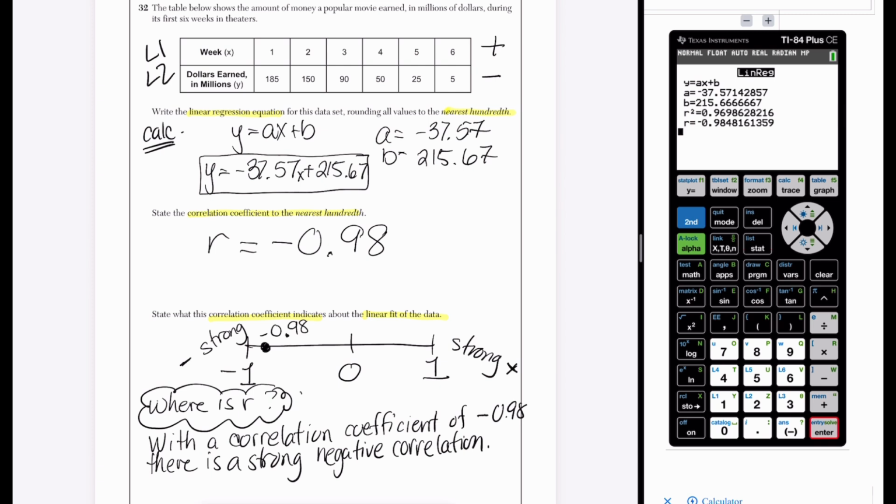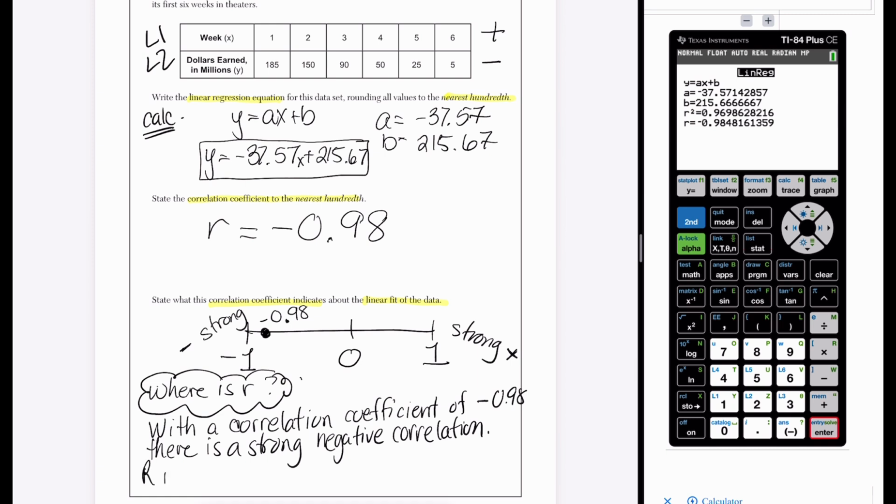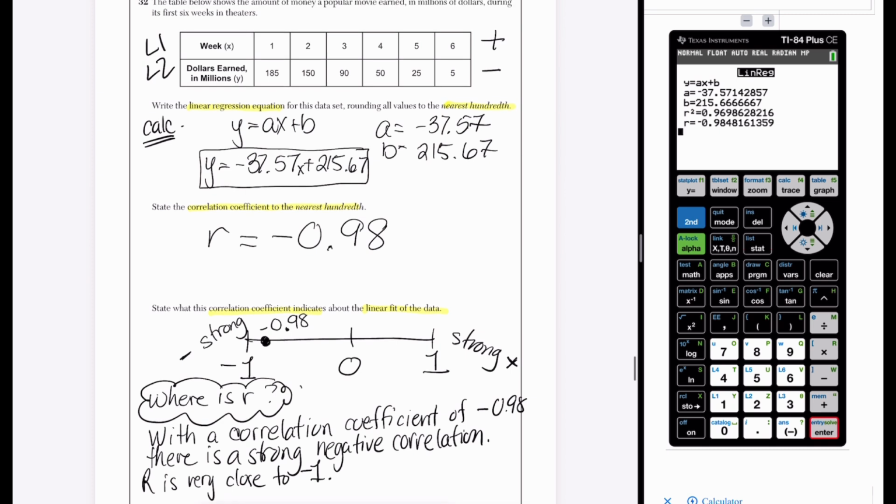And I can give a reason. R is very close to negative 1. Done. And that's all I really need here. So remember what you're looking for. If you have a problem like this where they're asking you to write a linear regression equation, you have to use your calculator. Use this video if need be to help you find the actual steps, so that you can get this information that you see on the calculator side.